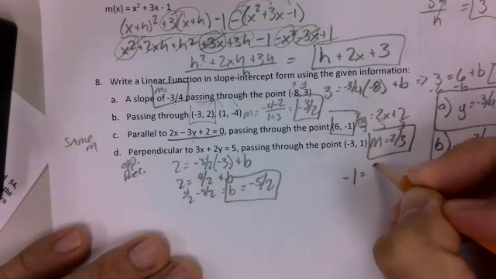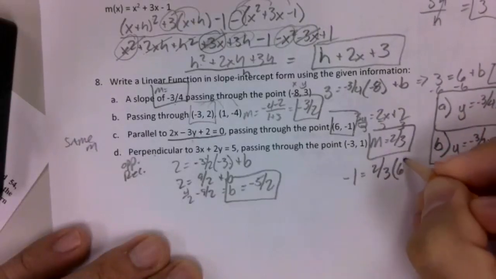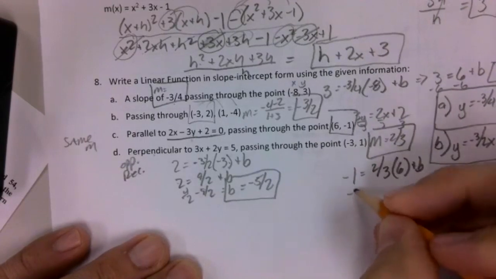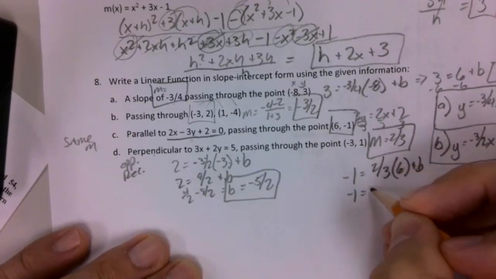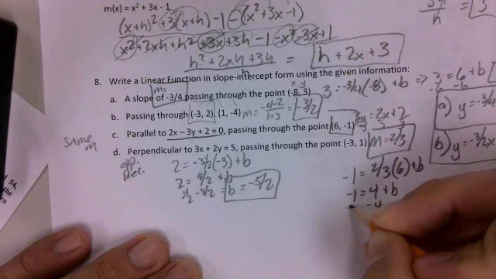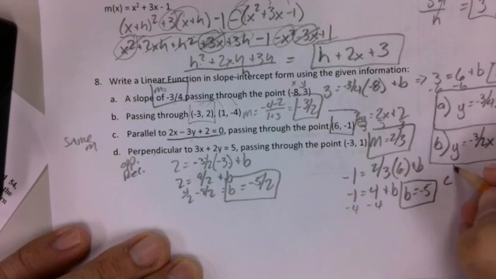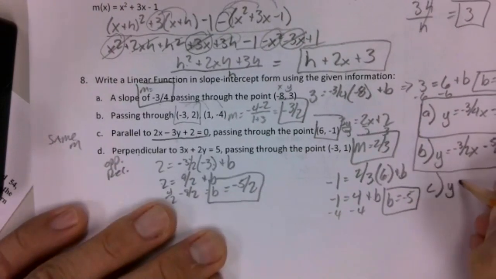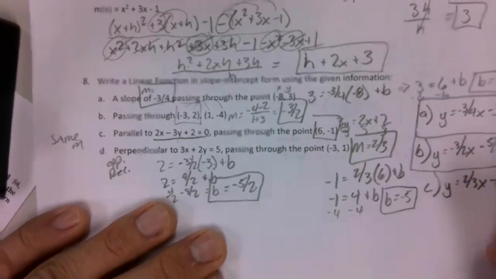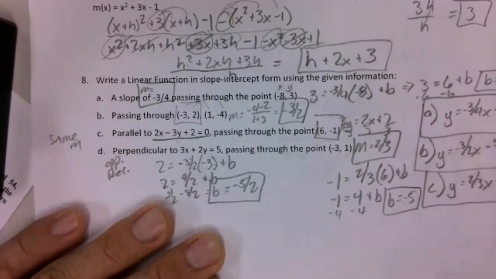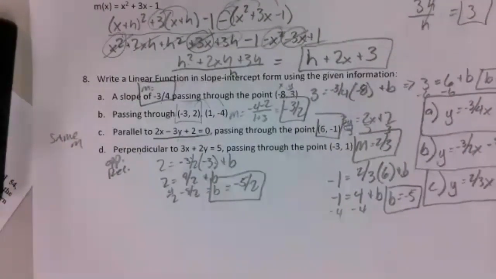y equals m x plus b. Times the top, 6 times 2 is 12, divided by 3 is 4, and b is -5. Put it all together. My answer for C is... Again, tomorrow on your quiz, you do not have to write the question, but you better label which one it is. Make sure I see all work and circle your final answer.